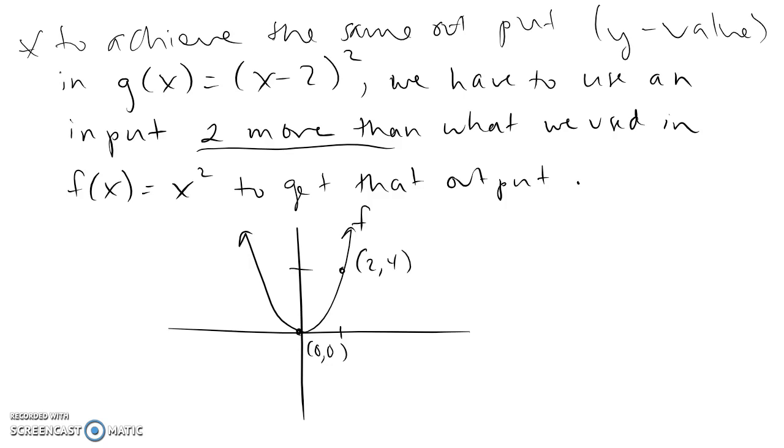To get 4 in g, we see that we have to put in 4. Here, let me erase this mark. It's kind of 2. Let's just call this 2 and 4. And then we'll do 4. To get the same output here, we had to put in 4 as the input in g, or 0. So it turns out that this shifts the graph 2 to the right.